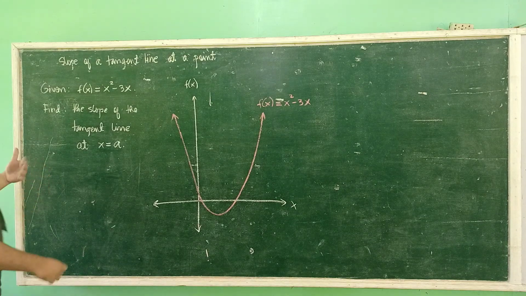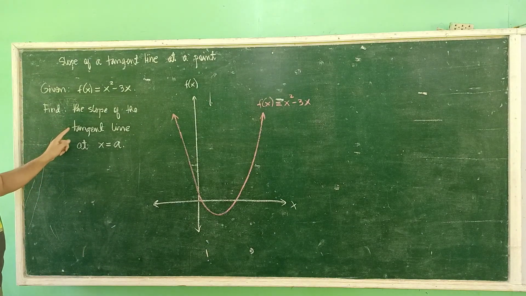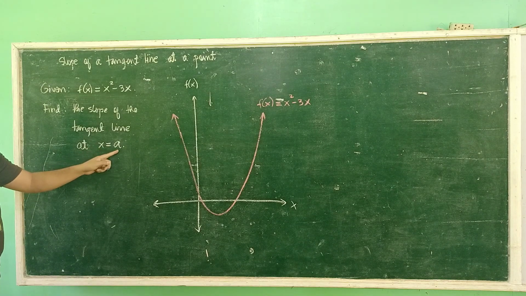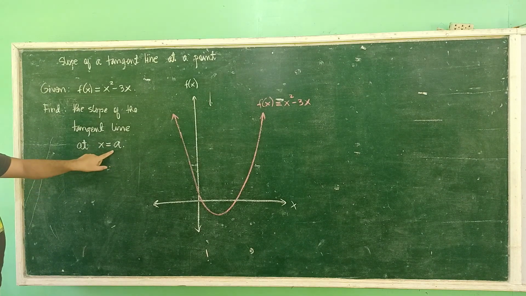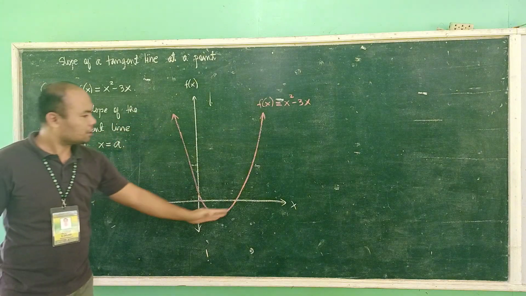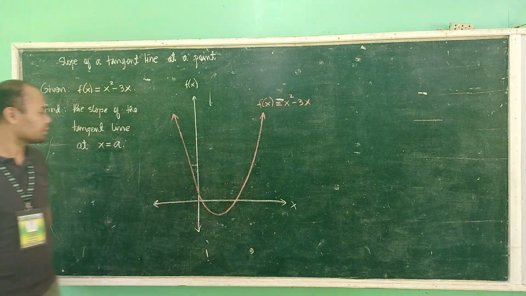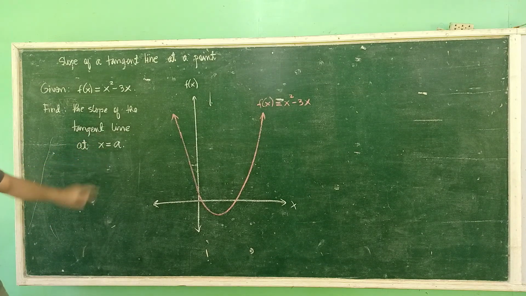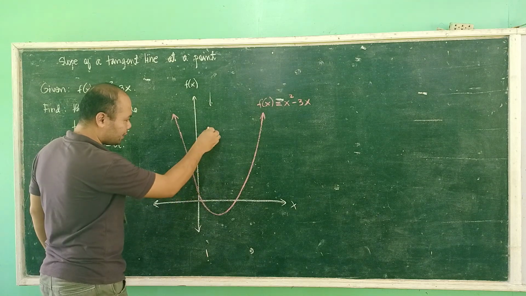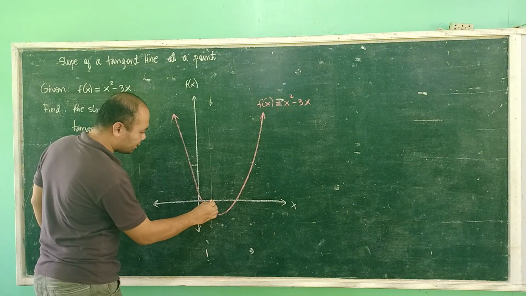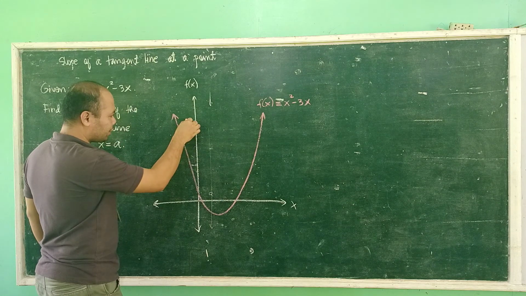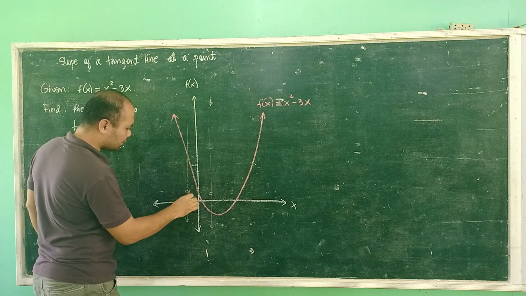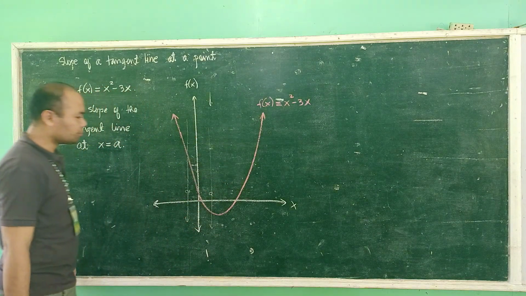Earlier, we solved for the slope of the tangent line at x equals 1. Now, suppose x is a, where a is any real number. That means at any point here, you are interested in finding the slope of the tangent line you drew at x equals a. So a could be here, or a could be here, or a could be here.